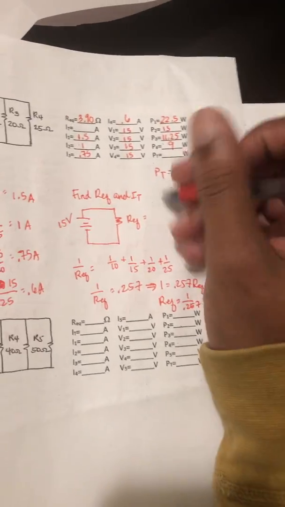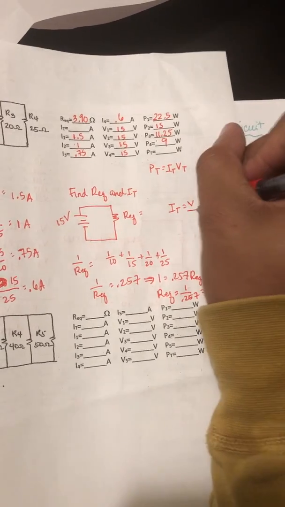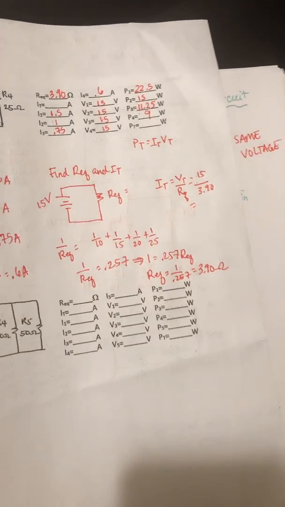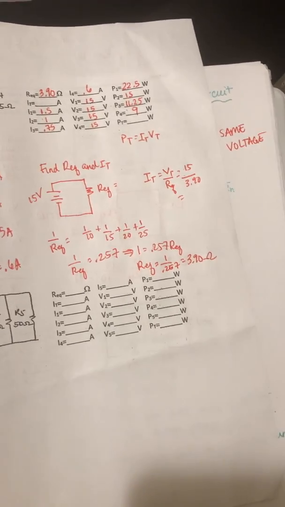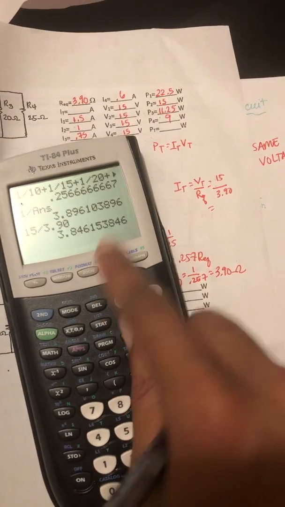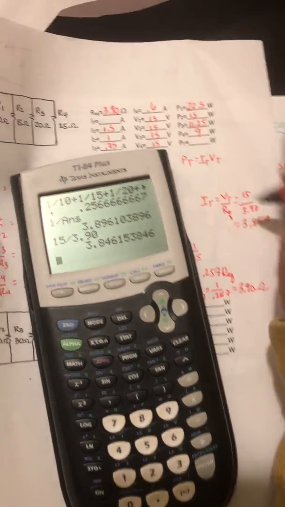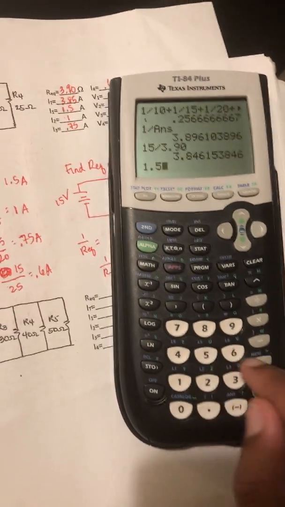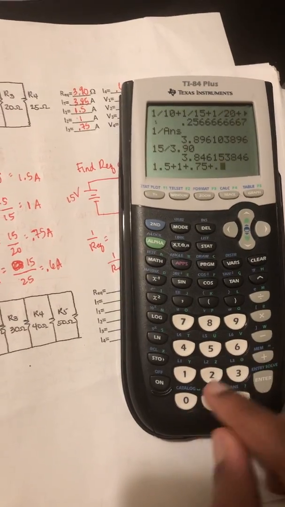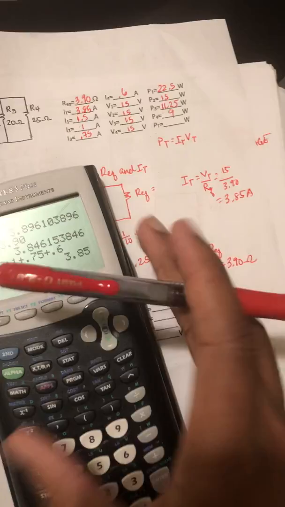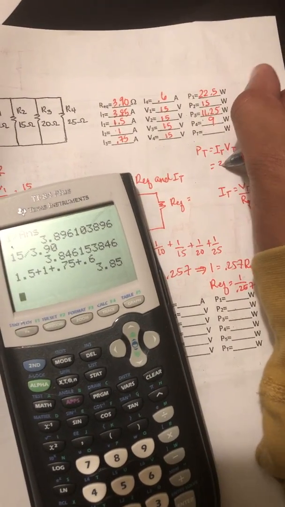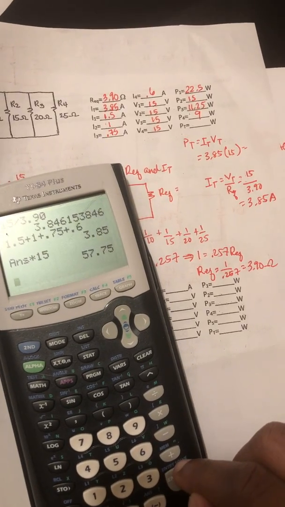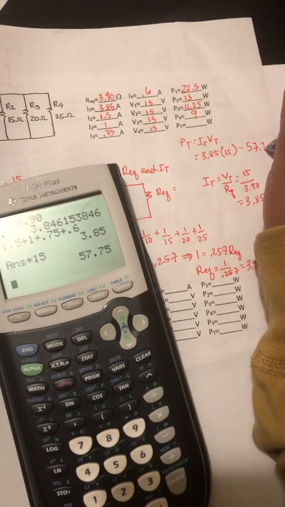And then my total current is V over REQ, which is 15 divided by 3.90, which is 3.85. I also could have known that if I would have added all those up: 1.5 plus 1 plus 0.75 plus 0.6. Boom, 3.85. Final thing is total power, which is my total current, 3.85 times 15, 57.75 watts.